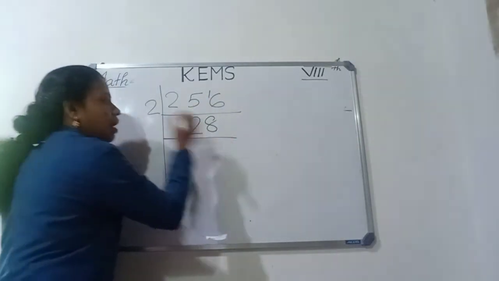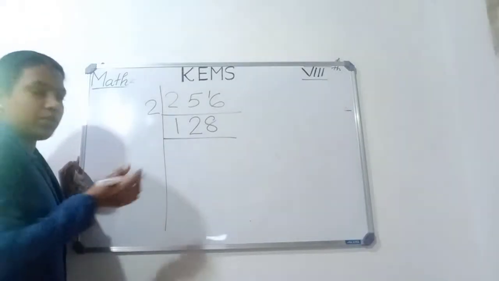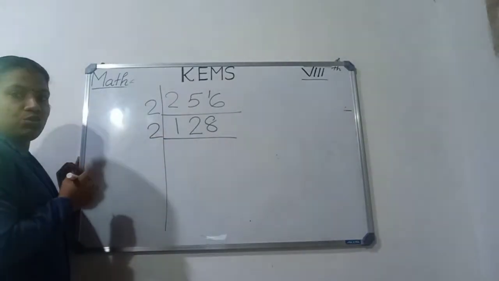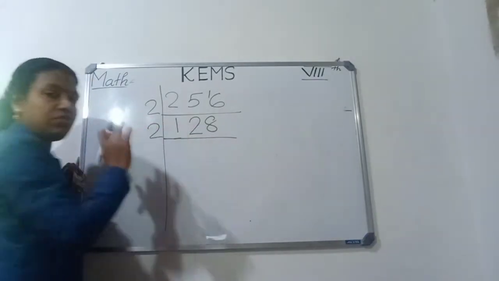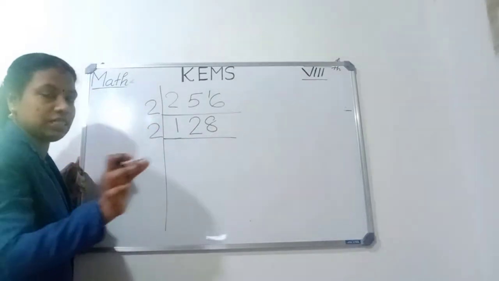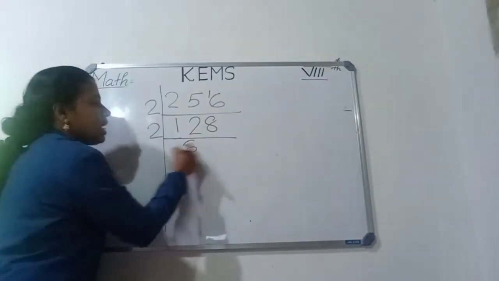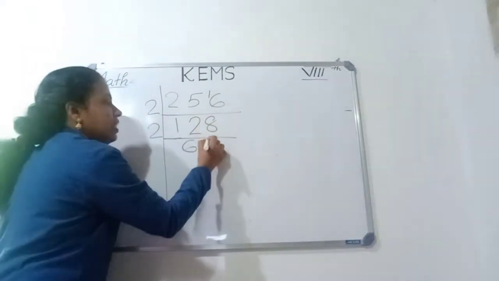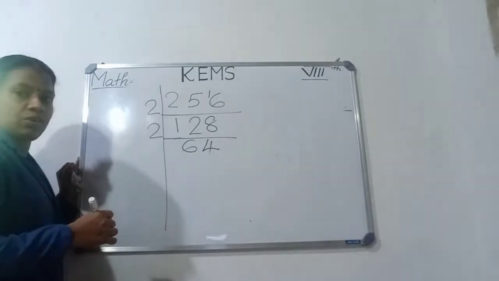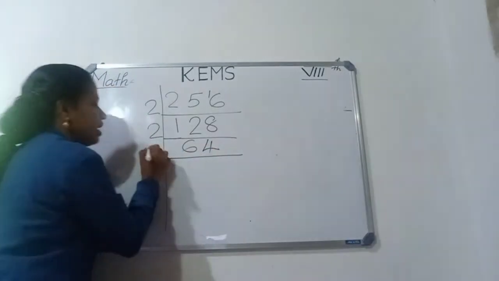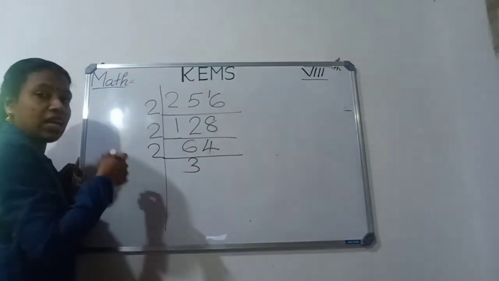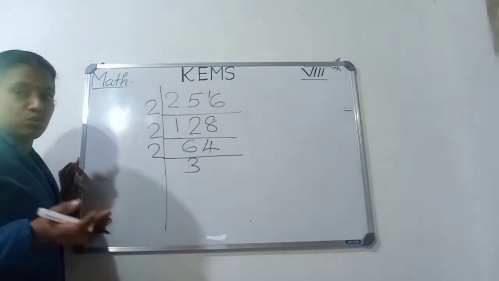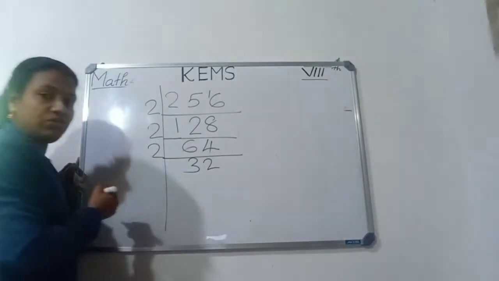Again, divide. The number ends in an even number, so it is divisible by 2. Then the first number is not divisible by 2. Therefore, take the first two digits. So 12. In 12, there are 6 2s. And in 8, there are 4 2s. Okay, clear? Again, an even number, it is divisible by 2. So in 6, there are 3 2s. And in 4, there are 2 2s.